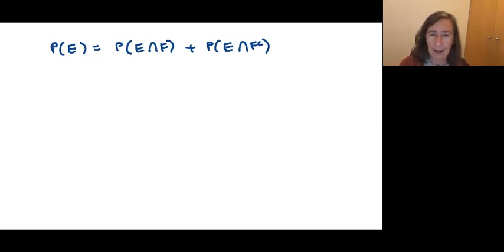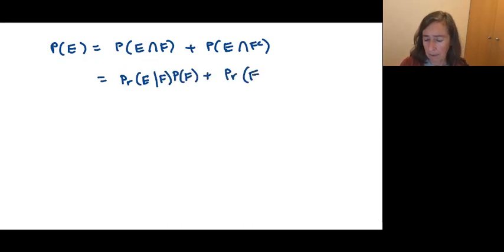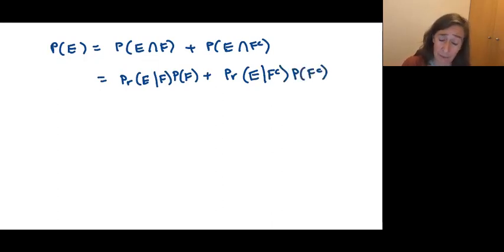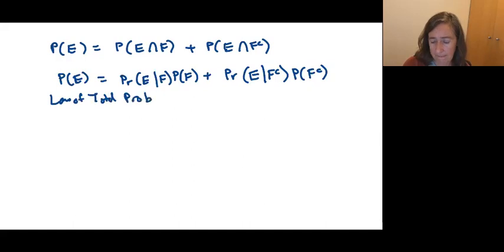Fine. How do we do that in the tree? How do we calculate the joint? It's the probability of E conditional on F times the probability of F, plus the probability of E conditional on F complement times the probability of F complement, which is of course 1 minus the probability of F. That is the short version of the law of total probability.